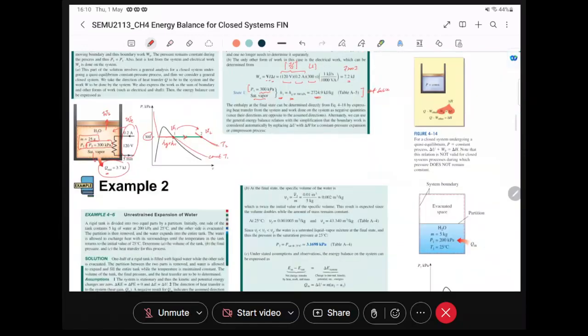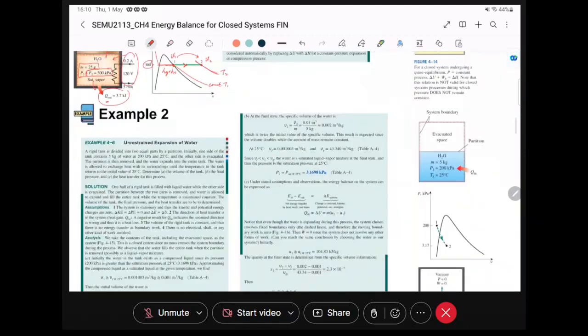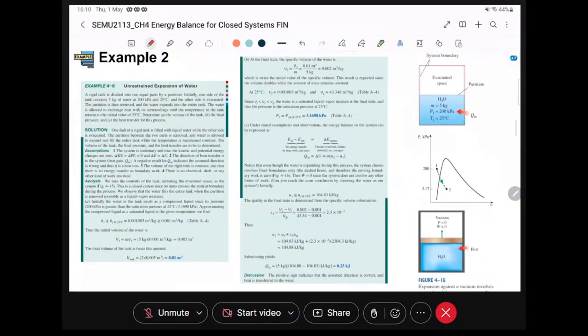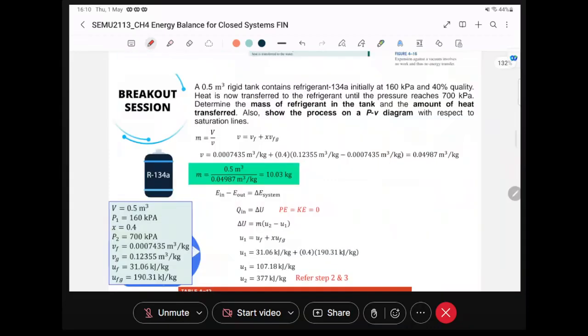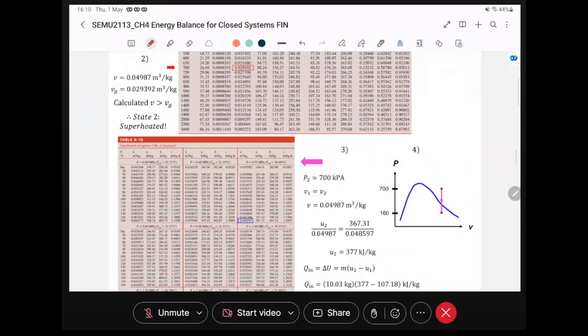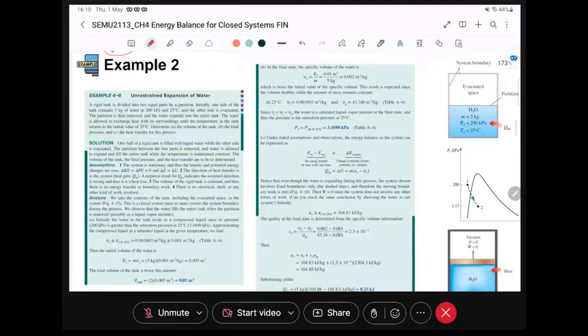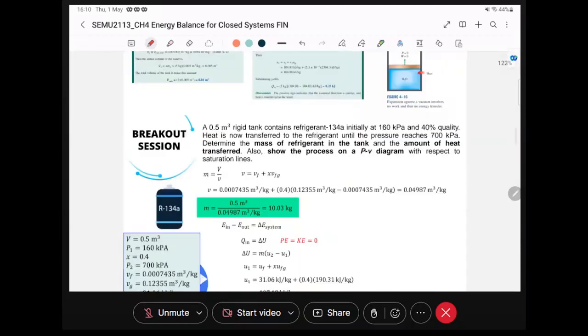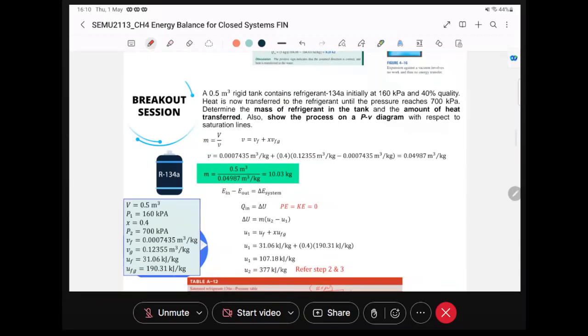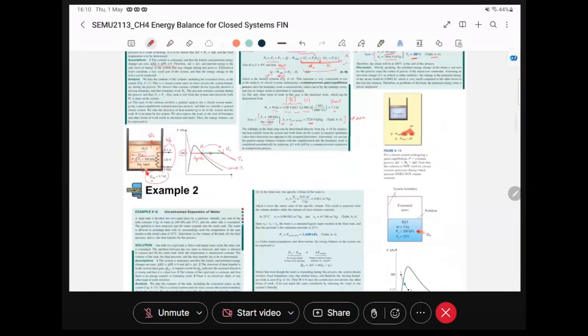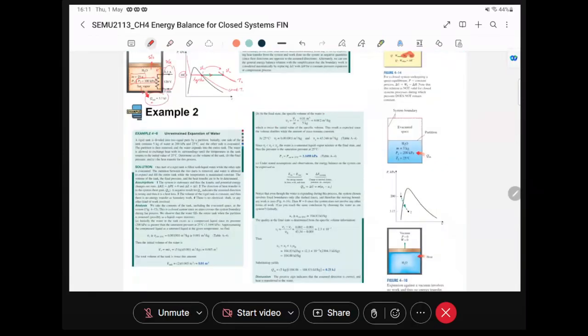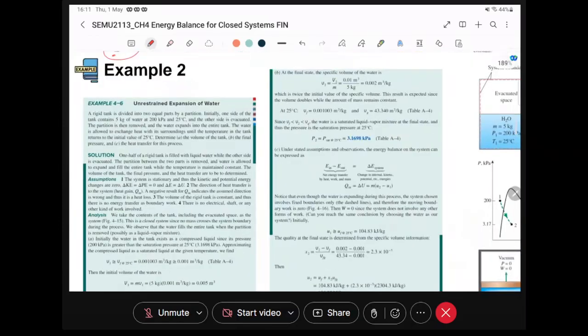So that's the first example there. Second example, let's do another one. And then there is one breakout session. So this one, I will leave you to try yourself since solutions are all given already. Let's go through another example of how we can use the energy balance on an actual system problem, I would say.